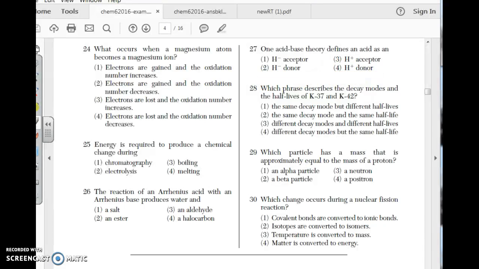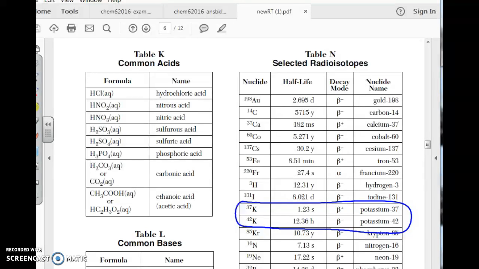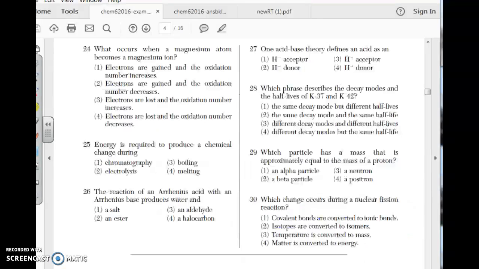Number 28, which phrase describes the decay modes and half-lives of K-37 and K-42? Well, you need to go to Table N to answer this question. So let's go there right now. Here we are. If you notice, I circled the two isotopes in question. They're side by side. One has a positron, the other has a beta particle as part of its decay, and they have different half-lives. So with that information, the answer to 28 must be different decay modes and different half-lives.